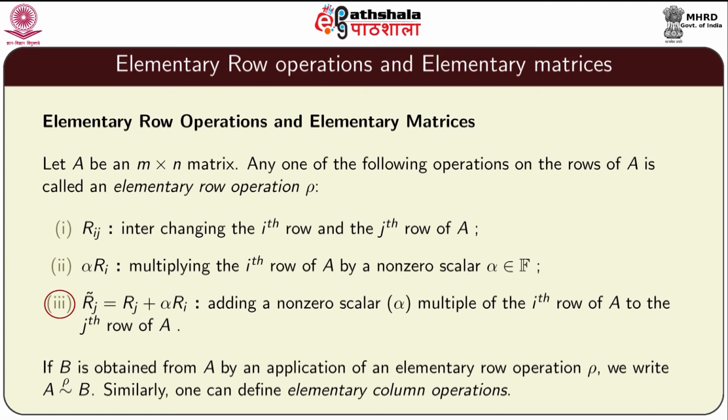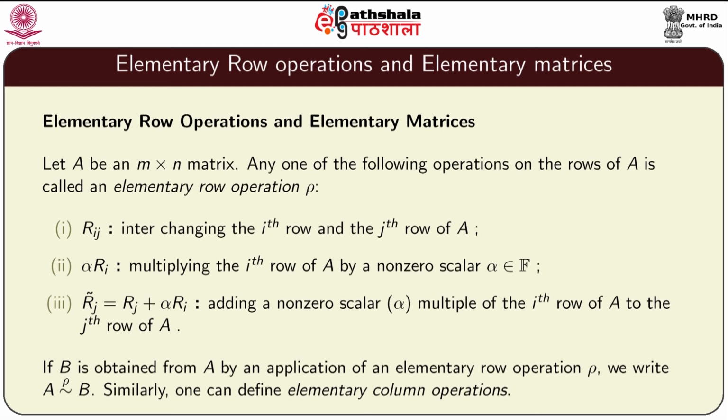And the third one, which we write as Rj tilde is equal to Rj plus alpha Ri, which means that adding alpha times the ith row of the matrix to the jth row of the matrix, nothing happens to the ith row, but the jth row changes, and the new jth row is denoted by Rj tilde. So, these are what are called the elementary row operations.